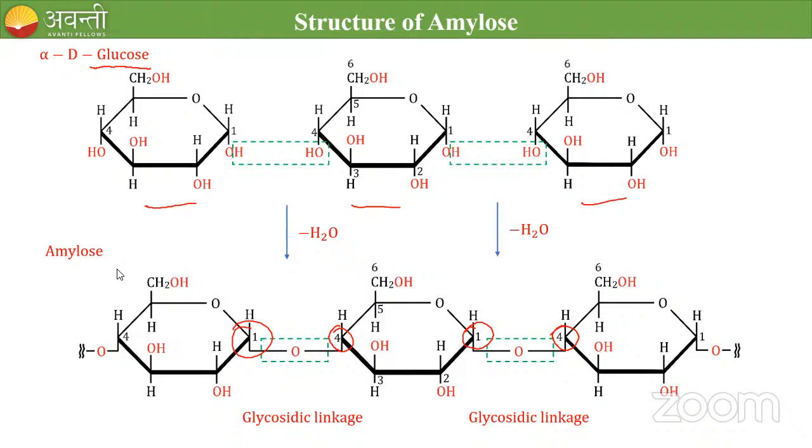Clear? So here the bond is shown like this. This is called the polymer. It means the chain goes on, in a linear fashion like this. So this is all about the structure of amylose.